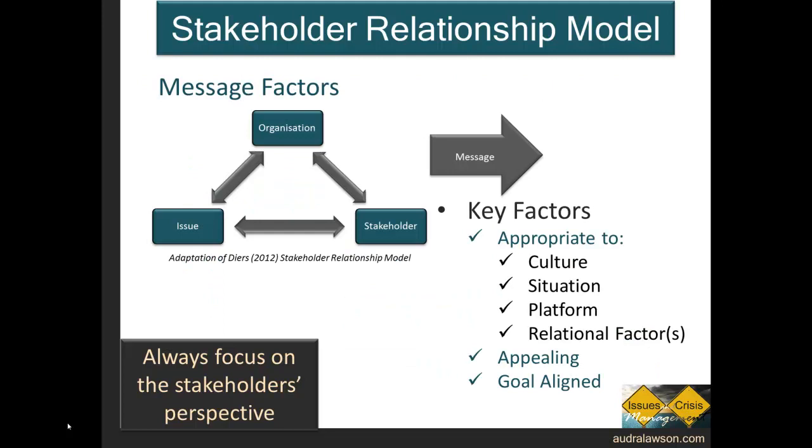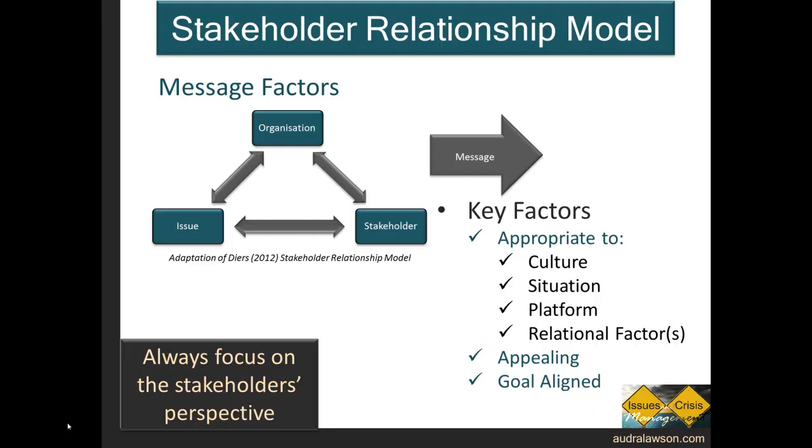Once we understand the nature of the relationships between organizations, issues, and stakeholders, then we can begin crafting targeted and specific messaging that should help the organization not only manage the relationships better, but issues as well. So there are a few things about messaging that I want to point out. Most of the research related to the broad field of communication suggests for messages to be effective, not only do they need to target particular groups to whom we're communicating, this means they need to be culturally and situationally appropriate, but increasingly they need to be delivered on platforms that make sense for particular groups.